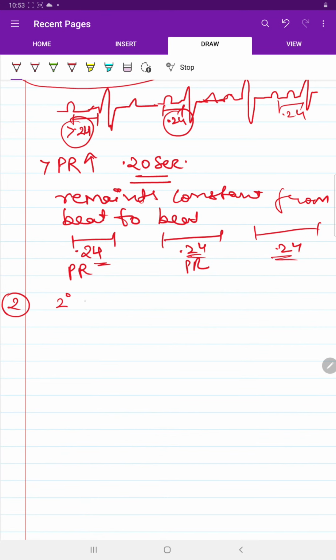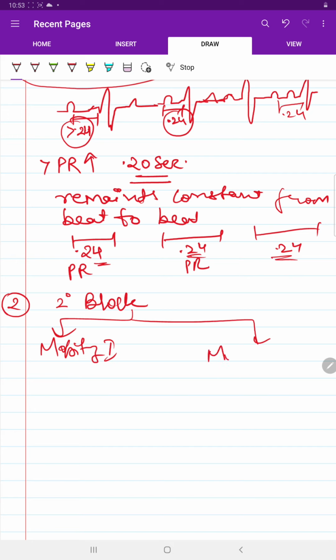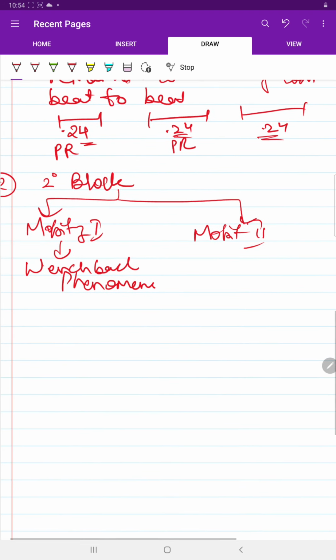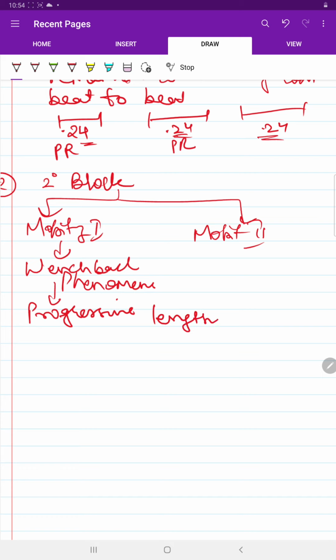In second degree heart block, there are also two types, Mobitz 1 and Mobitz 2. Mobitz 1 is also known as the Wenckebach phenomenon. In this there is a progressive lengthening of PR interval.